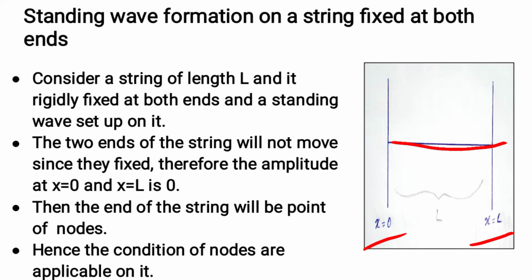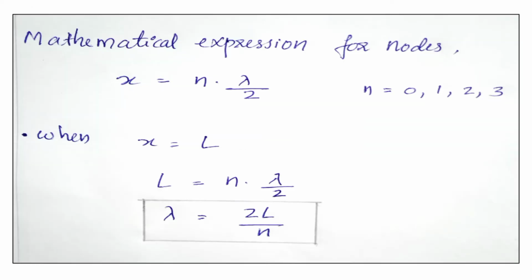The condition of nodes is x = nλ/2. When x = L, then L = nλ/2. Rearranging this equation, we get 2L/n. It is the possible wavelength that can be excited in the rigid wall. That is, λ = 2L/n. There are different possible values we can put, when n = 1, 2, 3, etc.